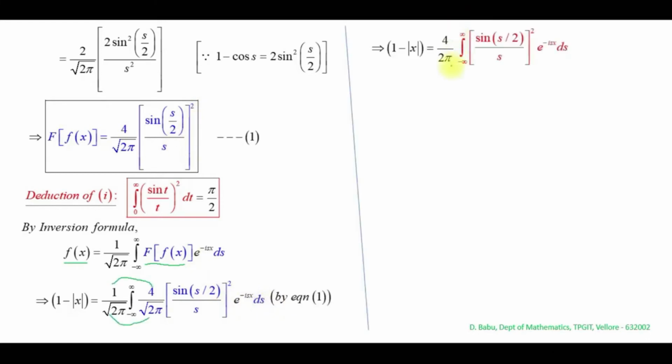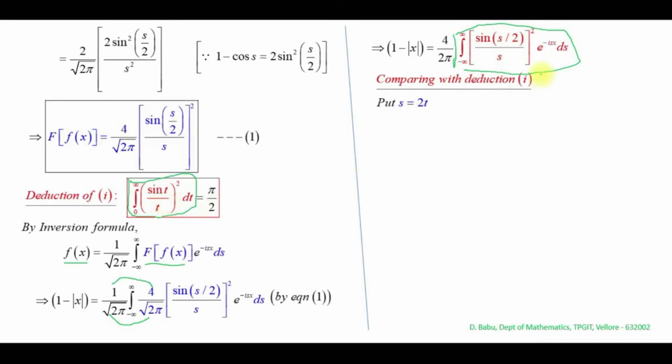Compare this with the deduction 1. Your numerator there is sin t, and your numerator here is sin s by 2. So substitute s equal to 2t; then the 2 gets cancelled and we have t. So put s equal to 2t. When s equals 2t, the 2 cancels and we have sin t.